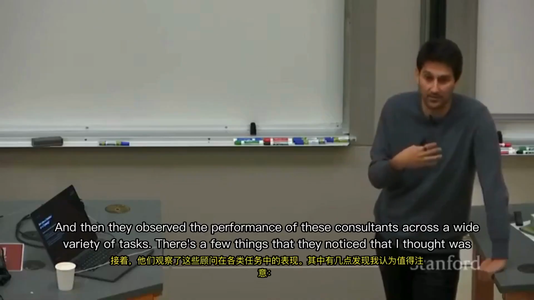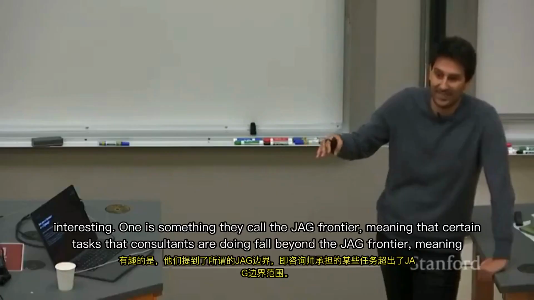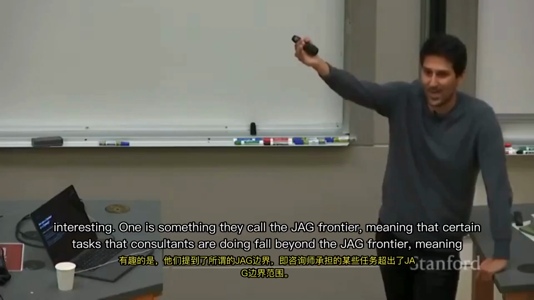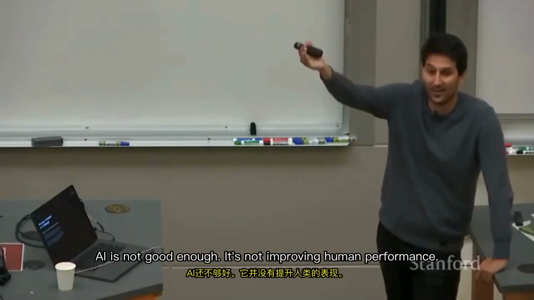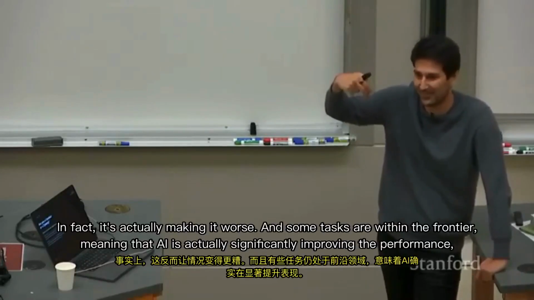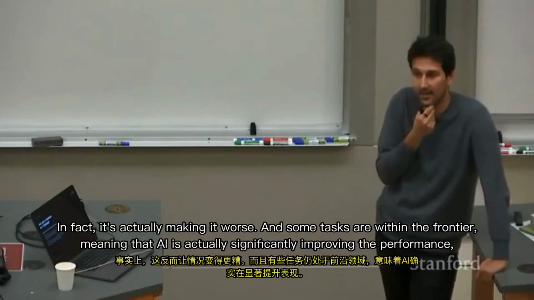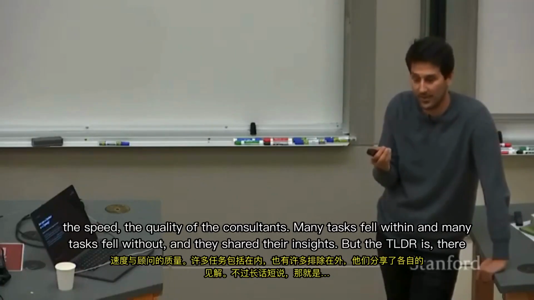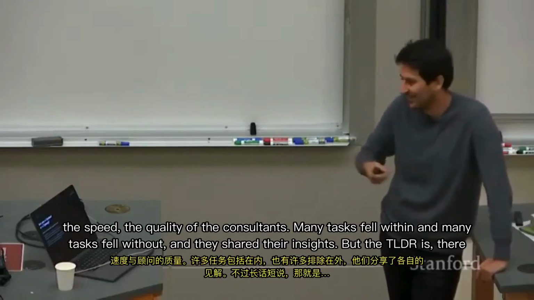There are a few things that they noticed that I thought were interesting. One is something they call the jagged frontier, meaning that certain tasks that consultants are doing fall beyond the jagged frontier, meaning AI is not good enough. It's not improving human performance. In fact, it's actually making it worse. And some tasks are within the frontier, meaning that AI is actually significantly improving the performance, the speed, the quality of the consultant. Many tasks fell within and many tasks fell without, and they shared their insights.